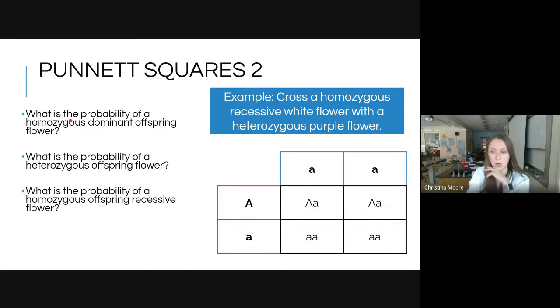Go ahead and turn to your group for the next 2 minutes and determine the probabilities of each of these questions based on what's seen inside the Punnett square. Again, turn to your group, answer these 3 questions, and we'll check our answers in about 2 minutes.